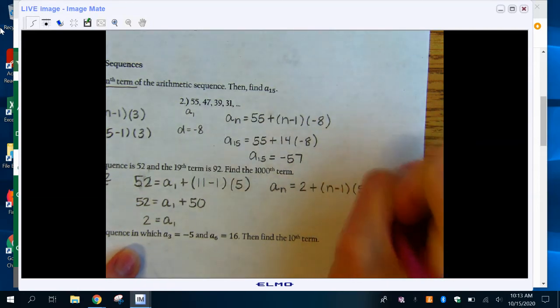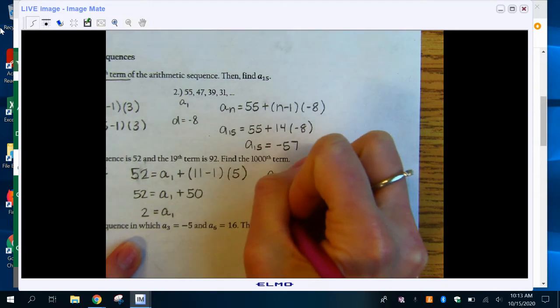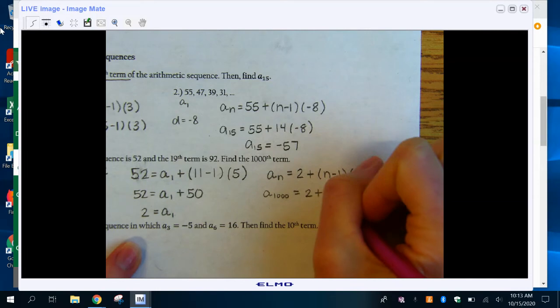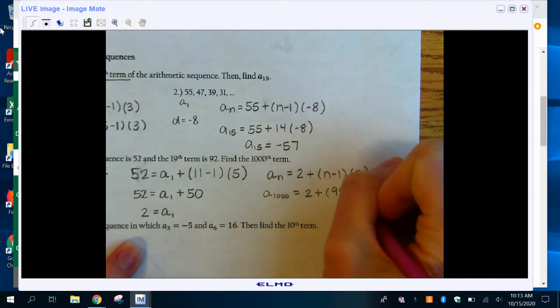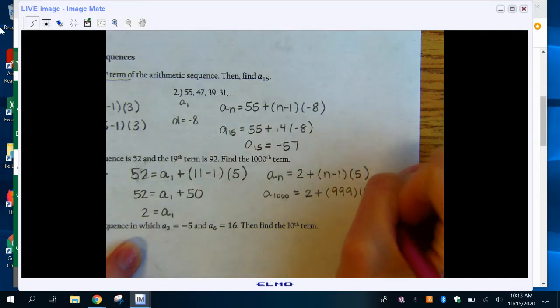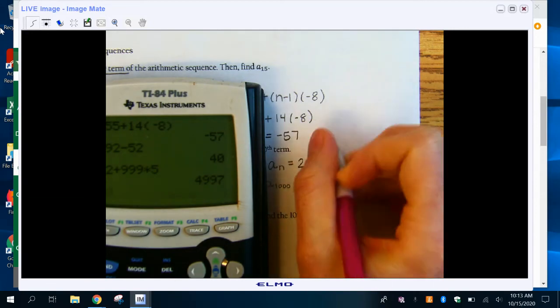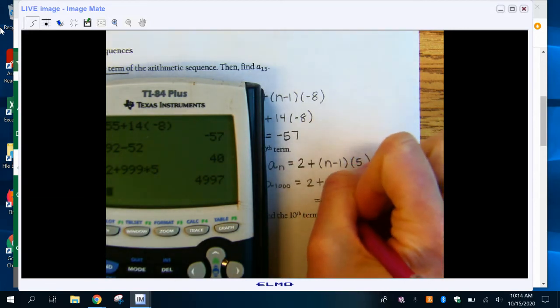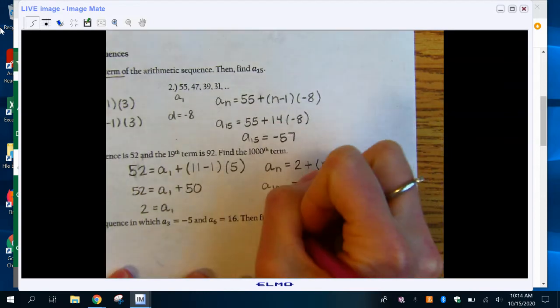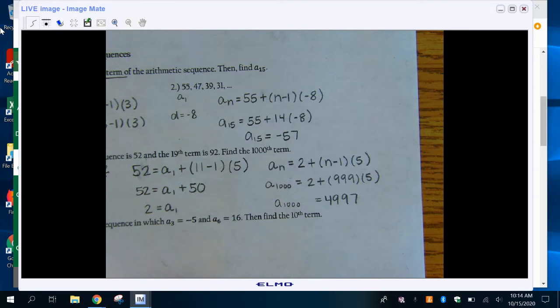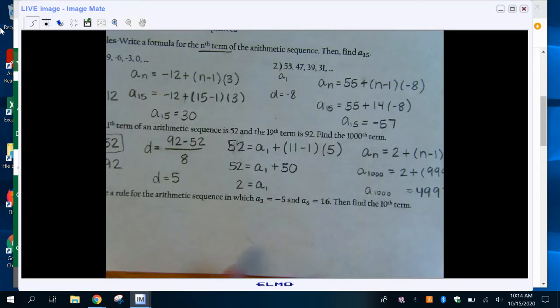1 times d. And so now if I want to find the 1000th term, 1000 minus 1 is 999. And so when I evaluate that, I would get that the 1000th term is 4,997. So if you took the time to list out 1,000 terms, that would be the term that would fall in that place. Okay. All right, so this one is kind of similar.